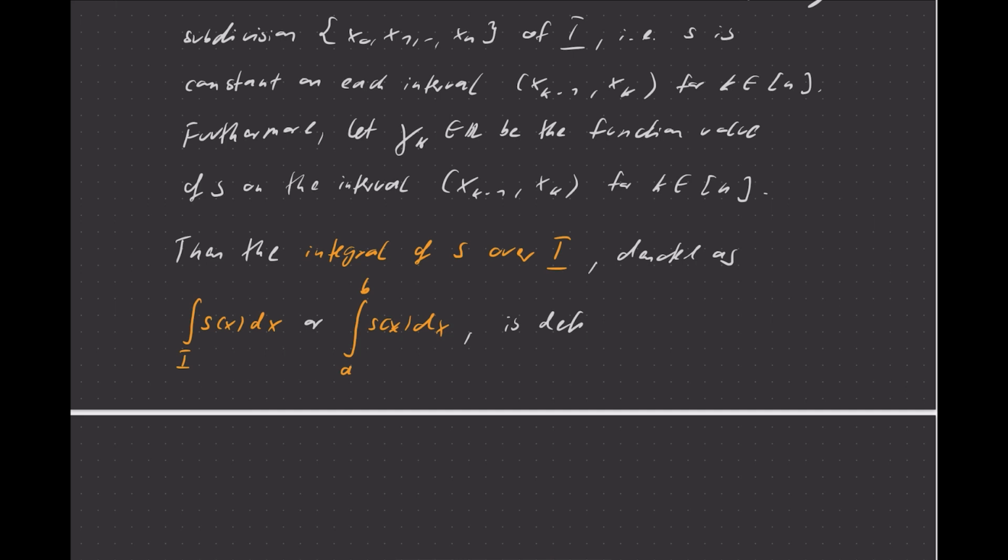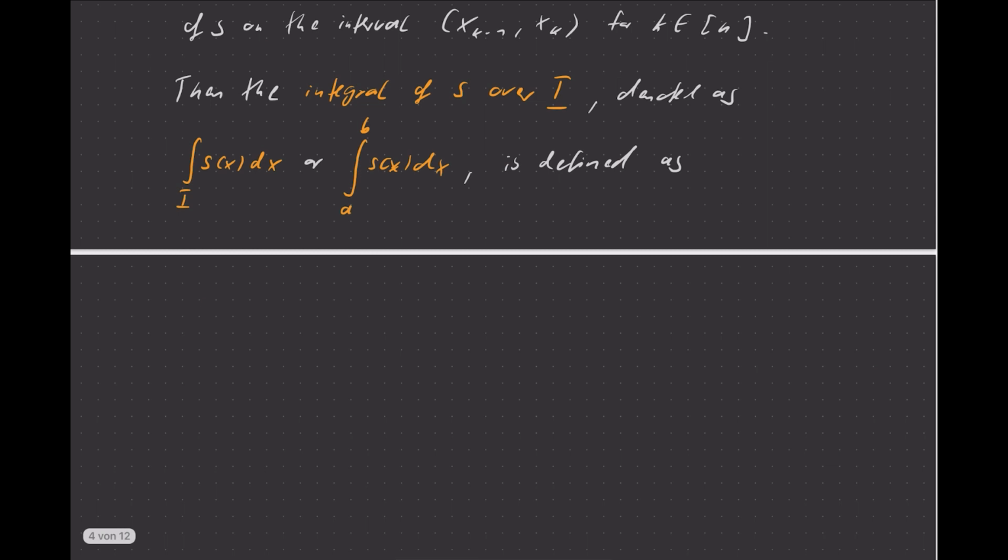And in this case, for step functions, this integral is defined as, well, the integral of S of x dx from a to b is simply the sum of the gamma k, the function values, times the length of the intervals, and that length is xk minus xk minus 1. Notice that we know that xk is strictly larger than xk minus 1, so this expression here is always positive. And we sum from k equals 1 to k equals n. So that is the integral.